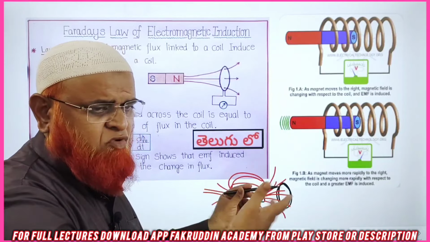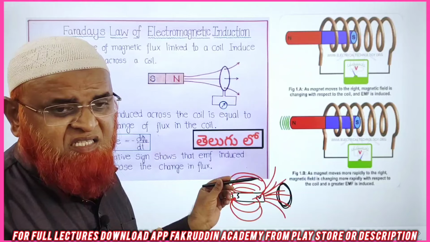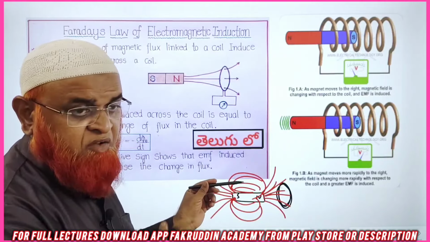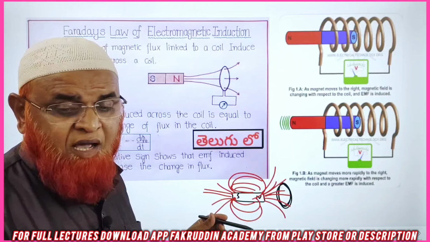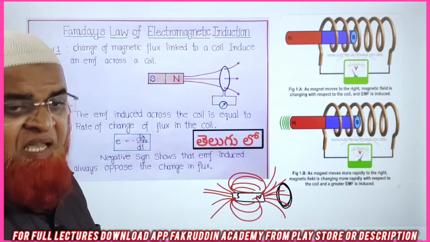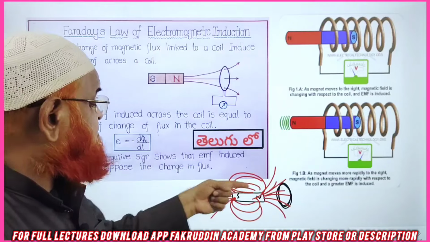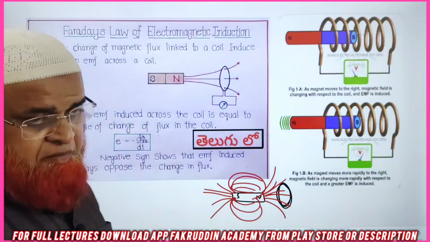Now I am making it faster. More lines, fewer lines, more lines. The rate is increasing. In less time, I am doing more cycles, so the frequency of the to-and-fro motion is increased. Then what happens? More EMF is developed. That is the meaning of the second law: as the rate of change of flux increases, the EMF also increases.